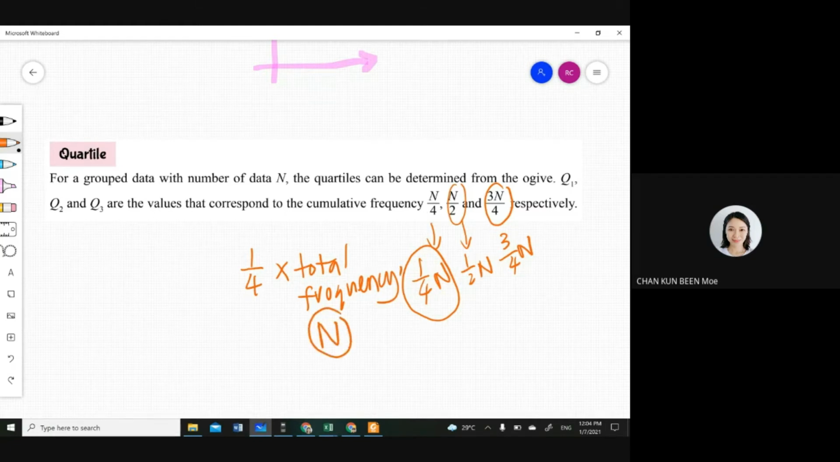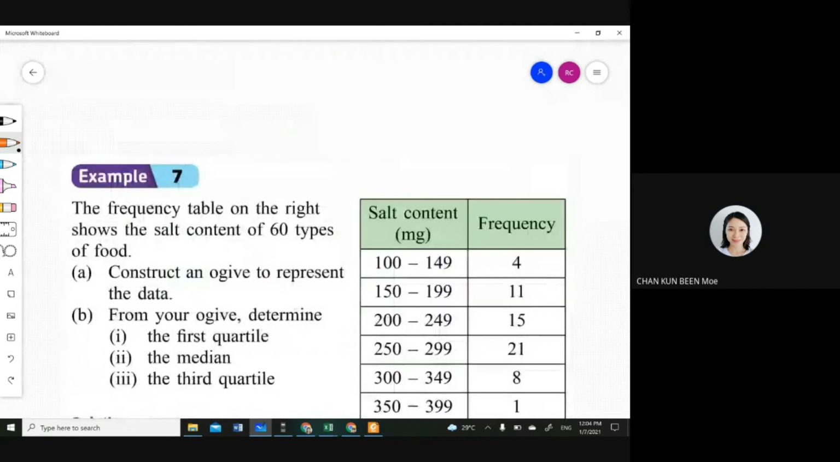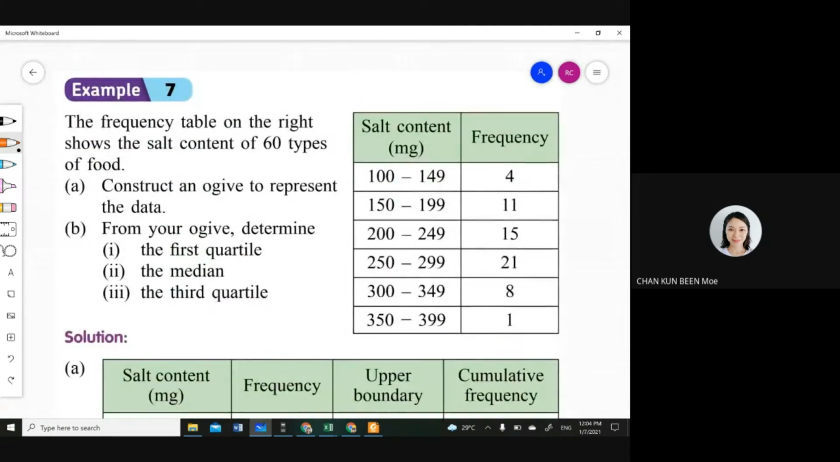Okay, now we look at example 7. The frequency table on the right shows the salt content of 60 types of food. So I think you will never imagine how much salt content is in the food that you have consumed. These are the salt contents with their frequencies. For the number of foods, the salt content is 100 to 149 and so on. So you can see the last one, for one type of food, the salt content is so much.